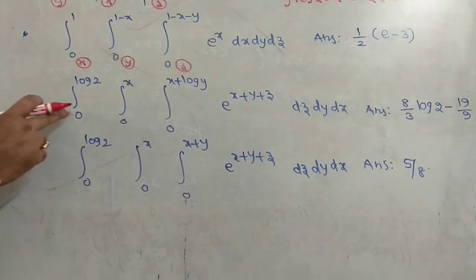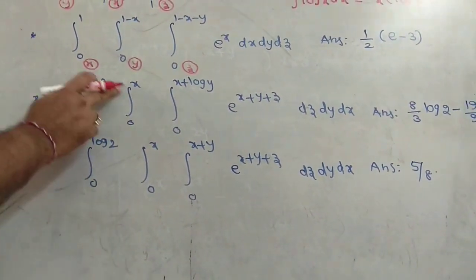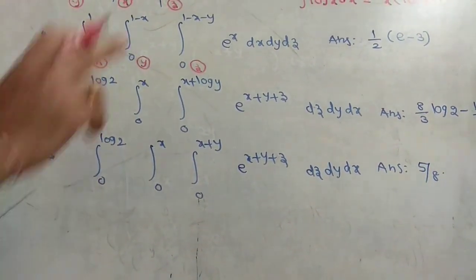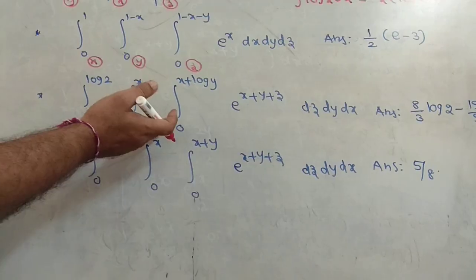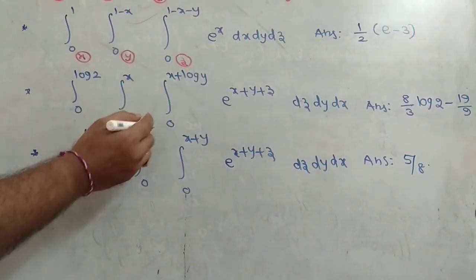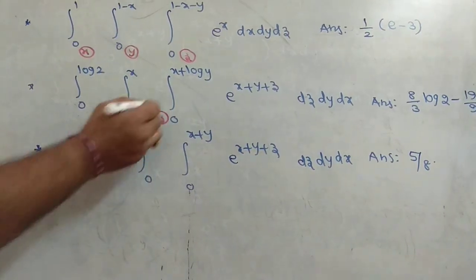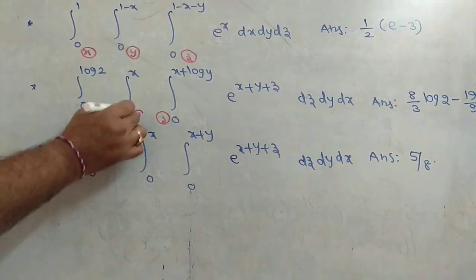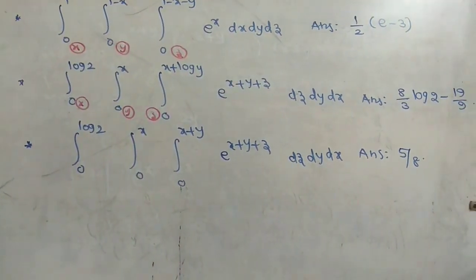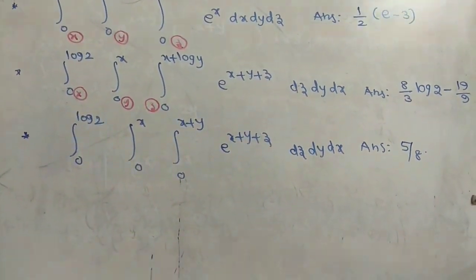Similarly, the next one, 0 to log 2, 0 to x, and 0 to x plus log y, e power x plus y plus z, dz dy dx. So in that case, only the thing is, the maximum is two variables, so definitely it is belonging to z. And this is automatically y, here it is nothing but x. So answer is 8 by 3 log 2 minus 19 by 9.